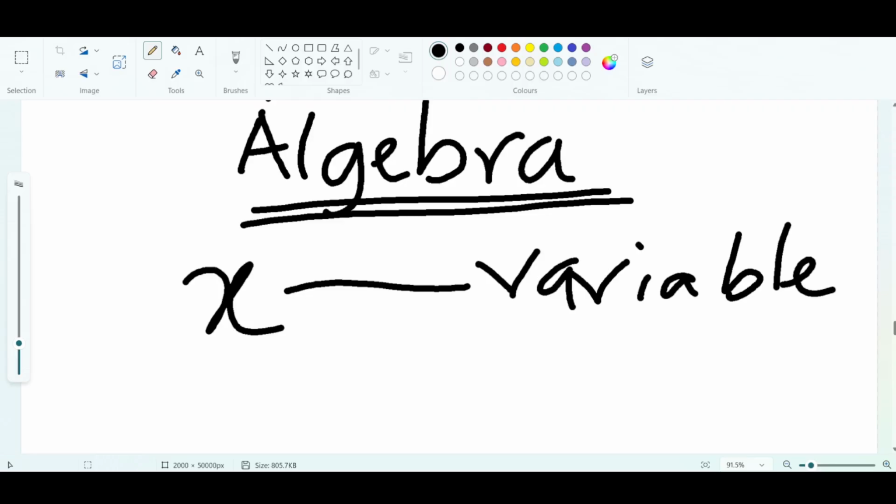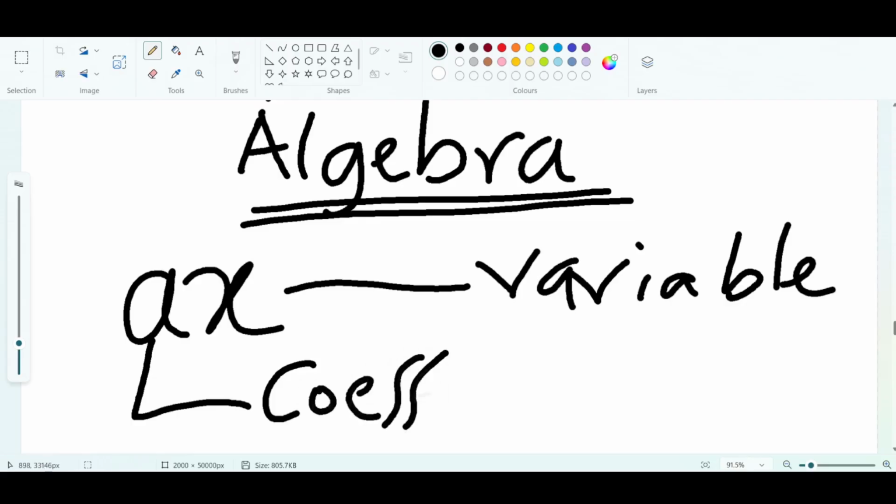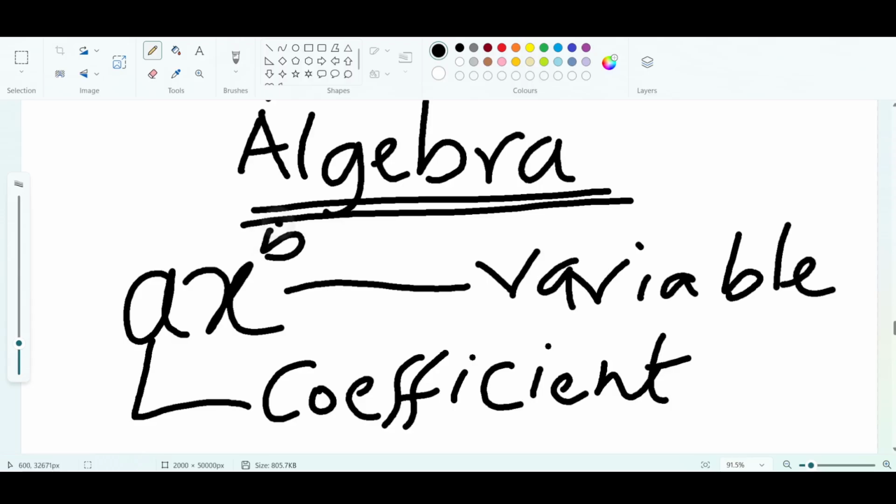Now to its left hand side, normally there is a number that is usually attached to x. So let's represent that number by a variable also. Let's say the number is a, and we call this one the coefficient. Then also there is something we call power. It's at the top right end of that variable, so we call it power.